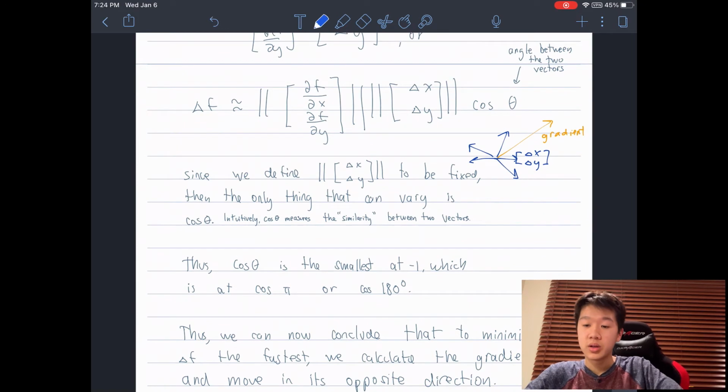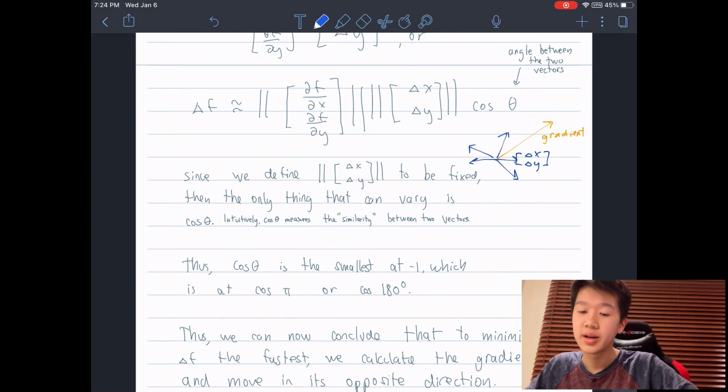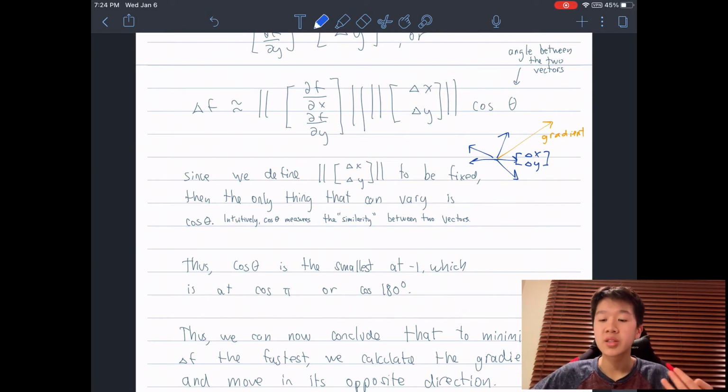And then we can only change cosine of theta, right? And we know that by definition of the function, cosine of theta is bounded from -1 to 1, and so the smallest value cosine of theta can take is -1. And when does that happen? This happens at cosine of pi radians, or at cosine of 180 degrees.